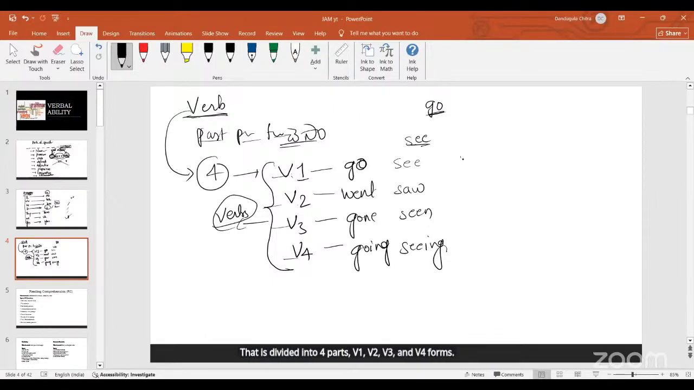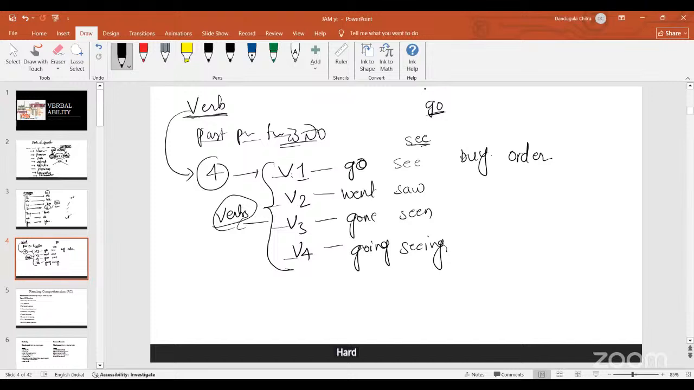Let us check. Buy, bought, bought. Yes, Raju, you are saying something. Buy, bought, bought. Yes. And what about order?